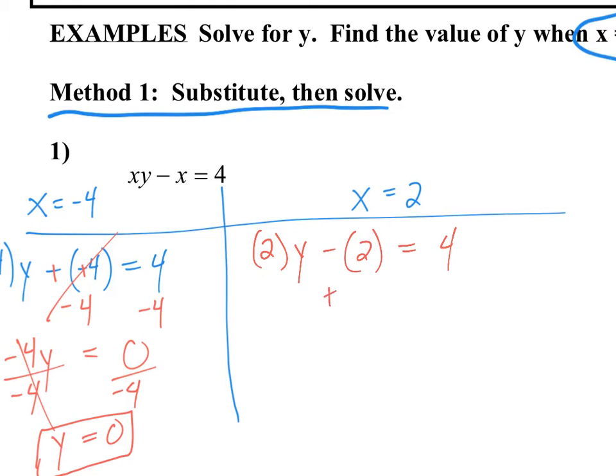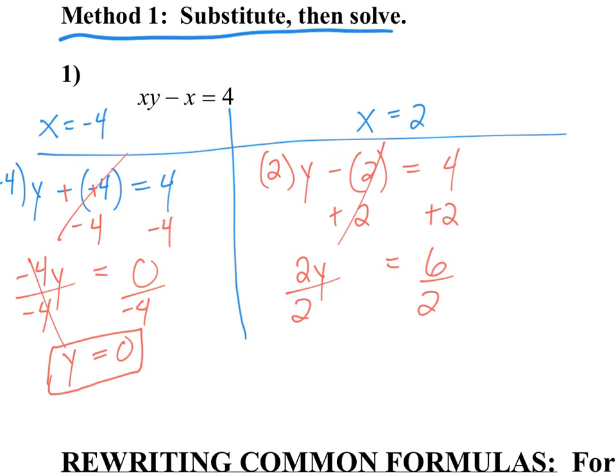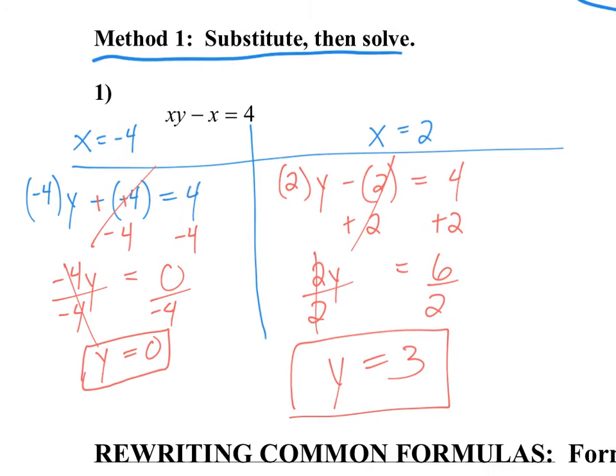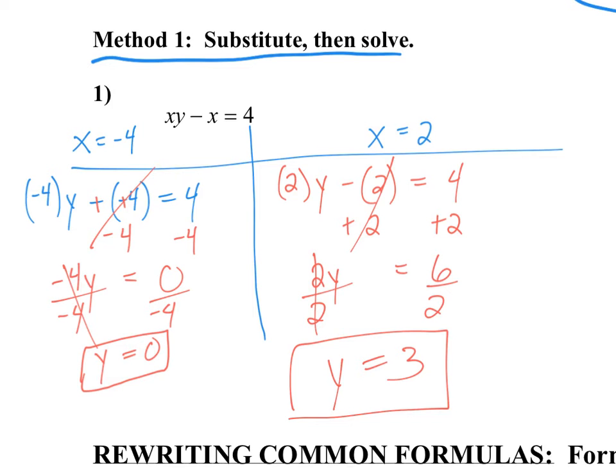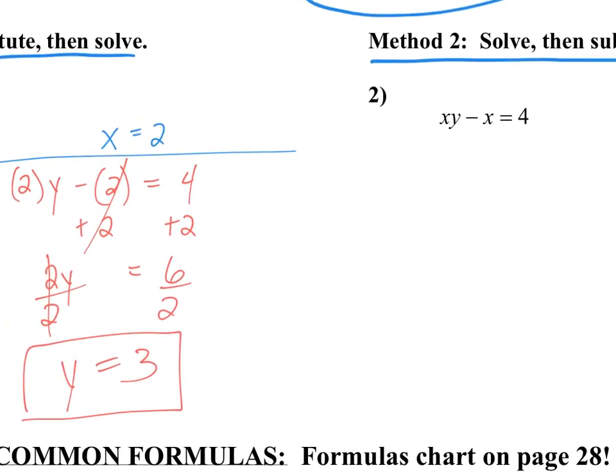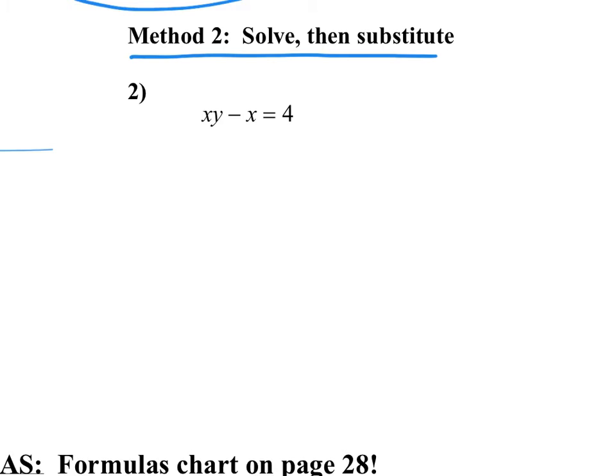So first, let's get rid of the 2 that's not attached. That -2, to cancel it out, we'd add 2. We'd end up with 2y equals 6. So we divide by 2. We end up with y equals 3. So yes, we can absolutely plug in the x and then solve for y. The second method, what we're going to do is solve for y, and then we're going to substitute in the x.